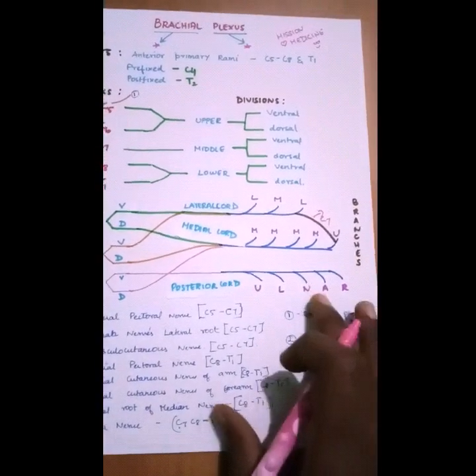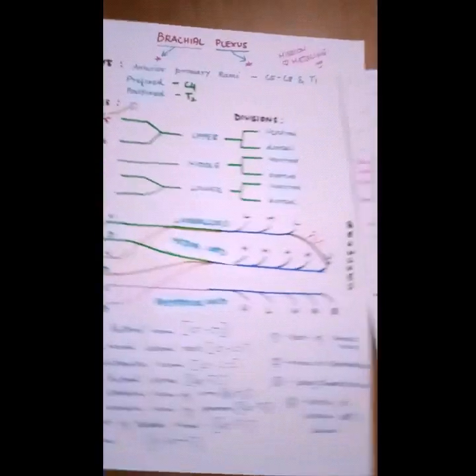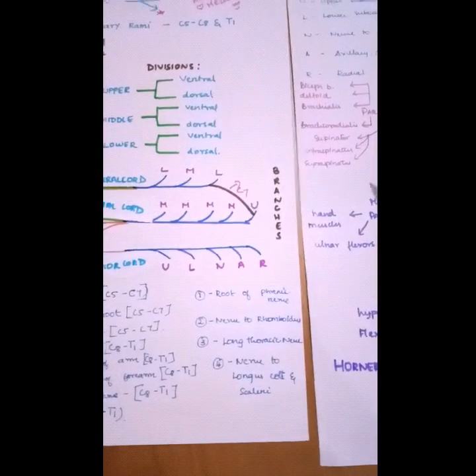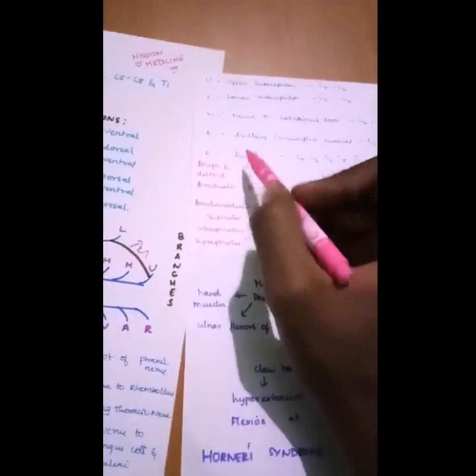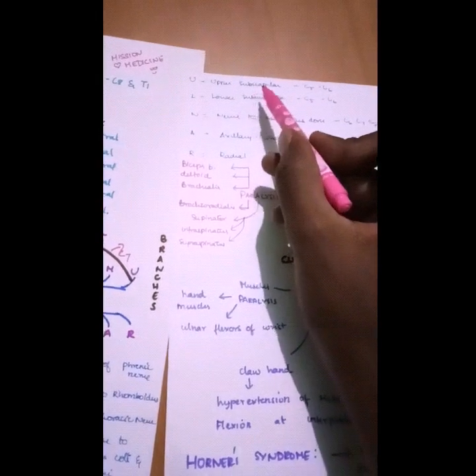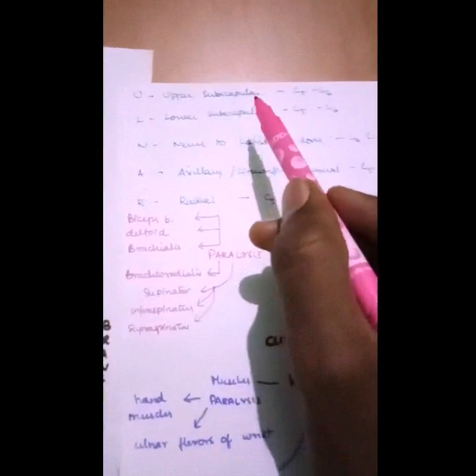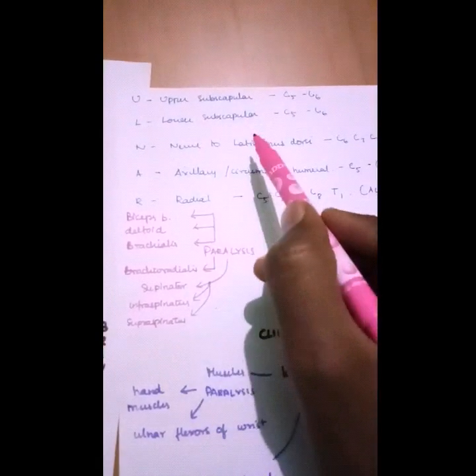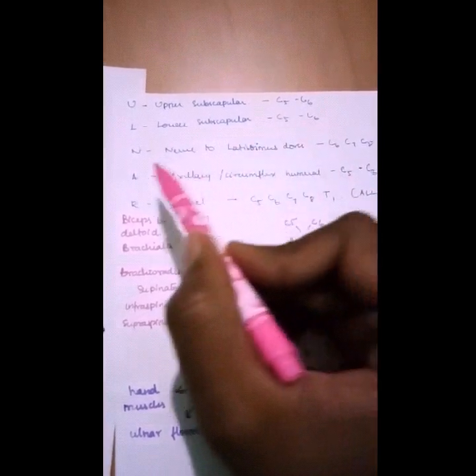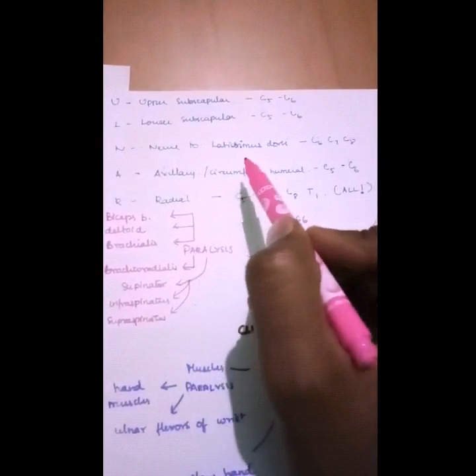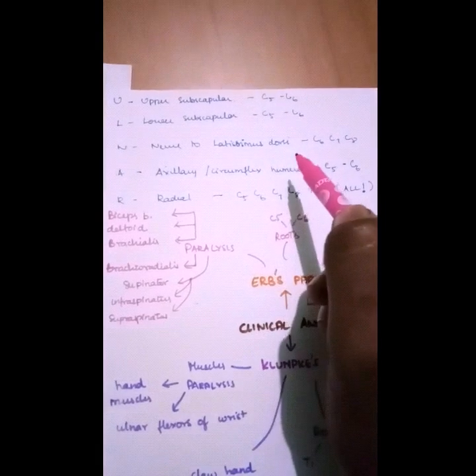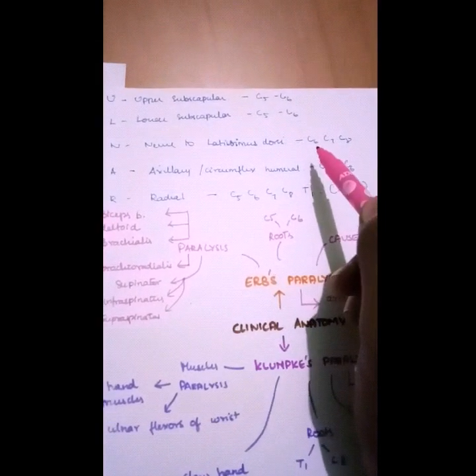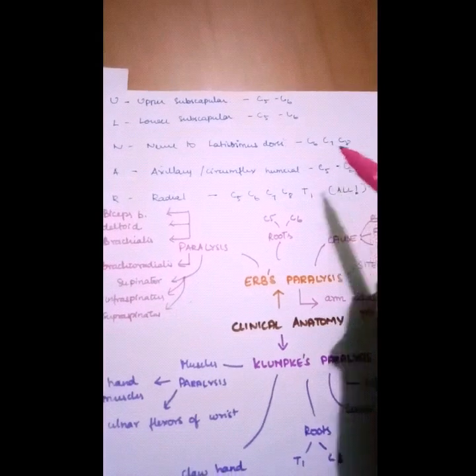And then moving on to the posterior cord, we have the following branches named ULNAR. As we saw before, ULNAR. Here we have the U, which is the upper subscapular, which has a root value C5, C6. L for lower subscapular, C5, C6. N comes for nerve to latissimus dorsi. Latissimus dorsi is one of the muscles of the back. So we have C6, C7, C8.